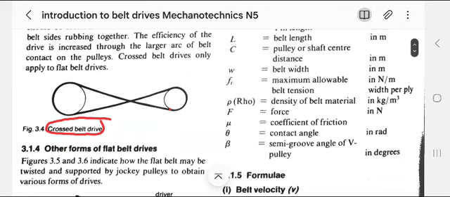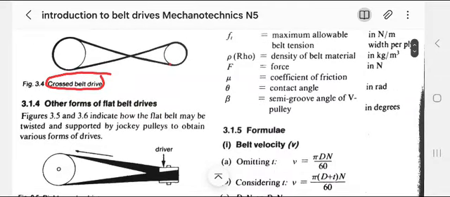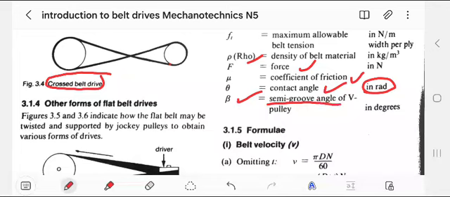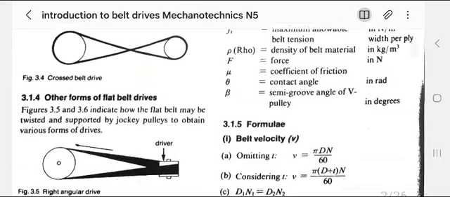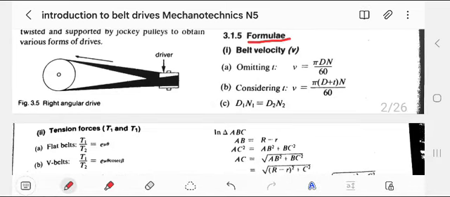C is the pulley shaft center distance. W is the width of the belt. FT is the maximum allowable belt force, we'll discuss that. Density will be given this time. Mu is the coefficient of friction. Theta is the contact angle in radians. Beta is the semi-groove angle of the V belts, we divide by 2, but it's in degrees. We'll discuss that when we deal with some examples. Then we have the formulas.